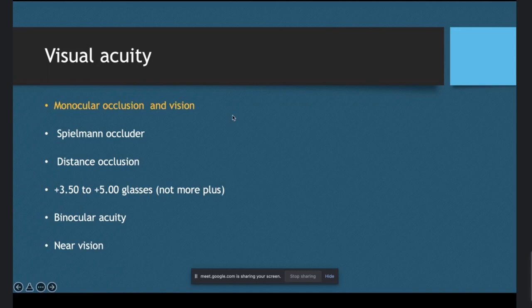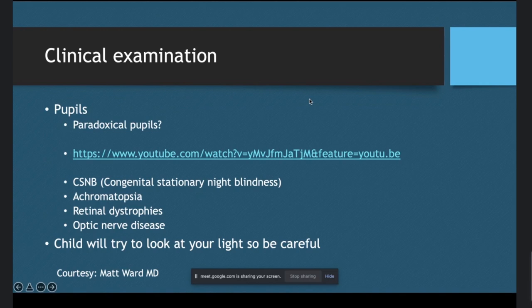Okay. Clinical examination, we're going to check a few more things. There's something called paradoxical pupils. What are paradoxical pupils? When the light is turned off, the pupil will first constrict before it dilates. Very good. Where you see it is in CSNB, achromatopsia, retinal dystrophy, optic nerve disease. A bad retinal problem can usually cause paradoxical pupils.